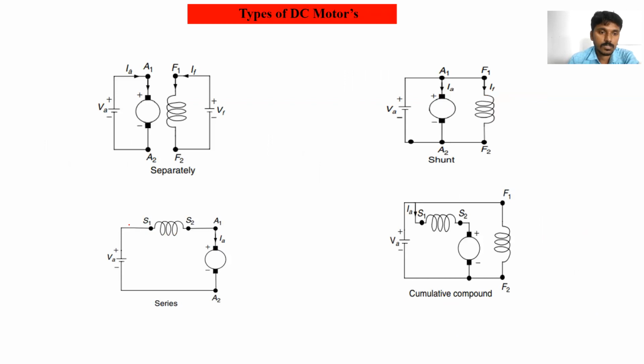Here, whatever current is flowing through the series winding, the same amount of current is also flowing through the armature winding. That's why we can write Ia is equal to Isc, which is equal to V by the total resistance Ra plus Rsc. Clear? In the same way, we can write the basic equations. You can go through the machines subject concepts.